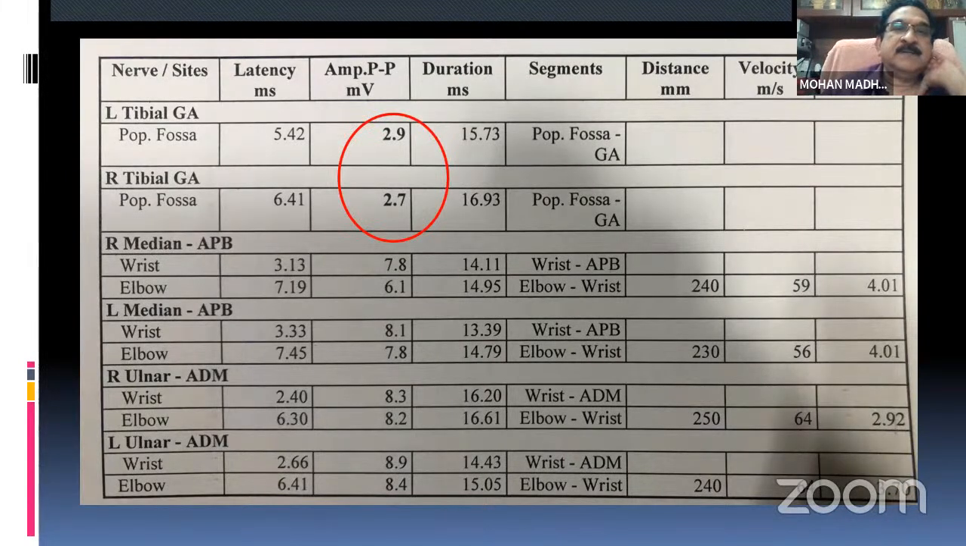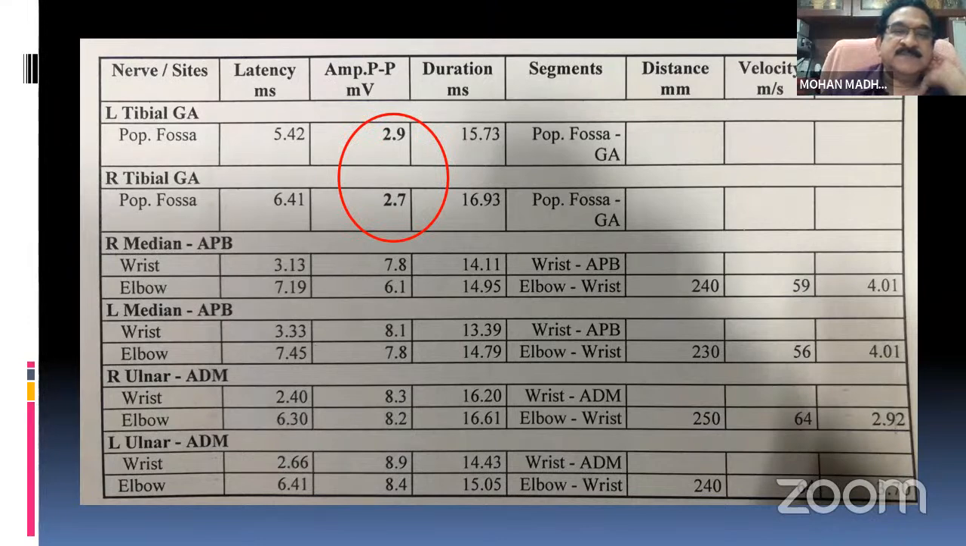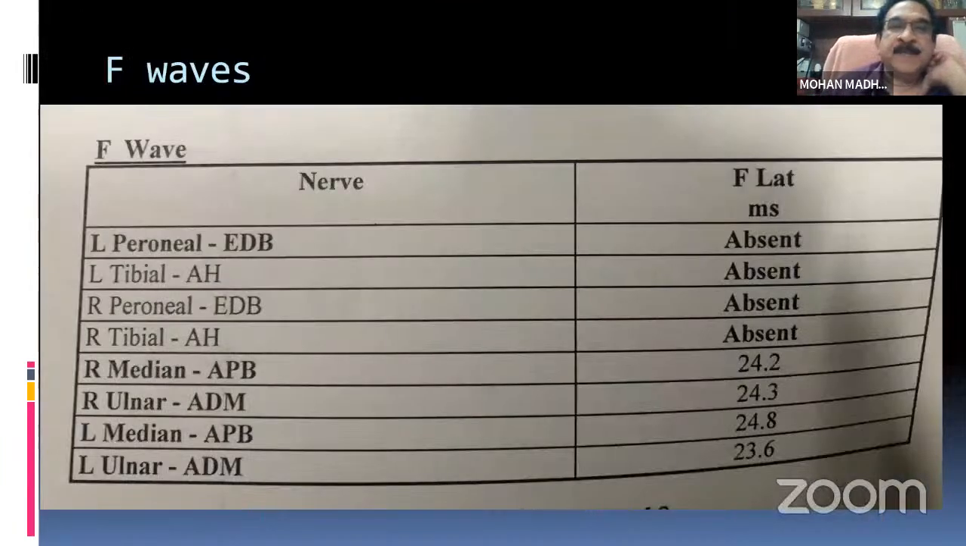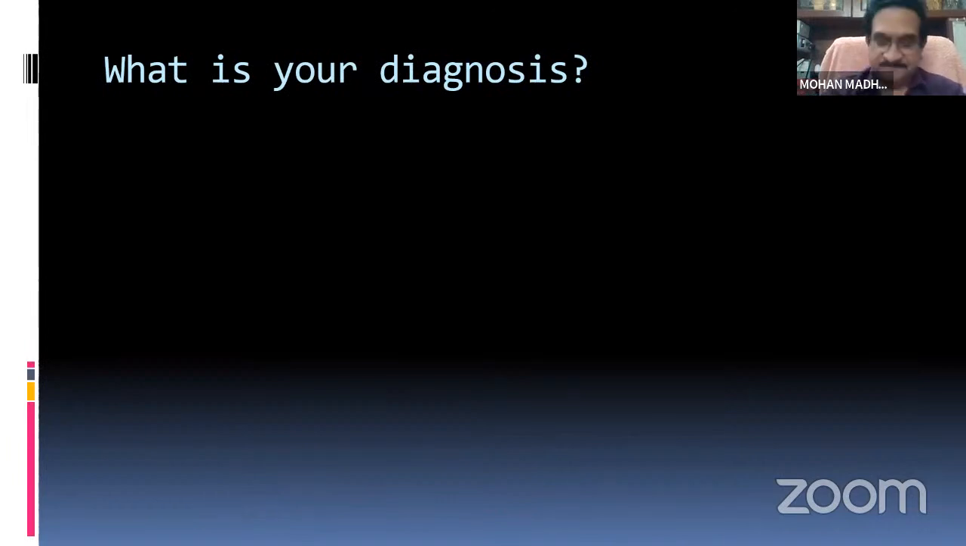This again, TA, gastrocnemius affection. Upper limbs are entirely normal, sensory potentials are all normal. F waves are absent in those muscles with low CMAP amplitude, tibial, peroneal, and this. So, what is the diagnosis now?